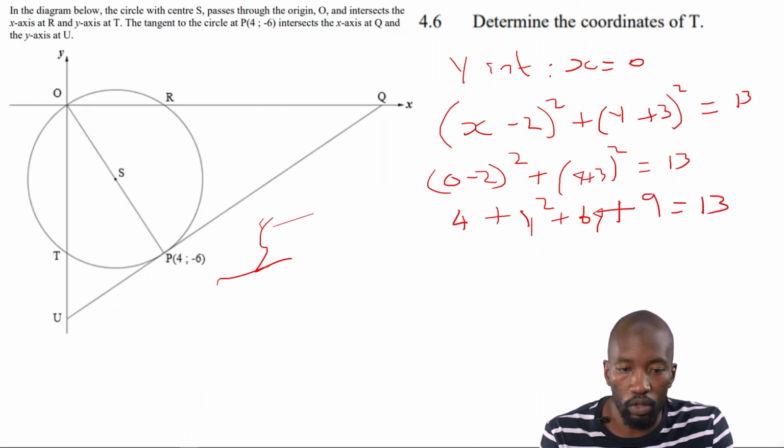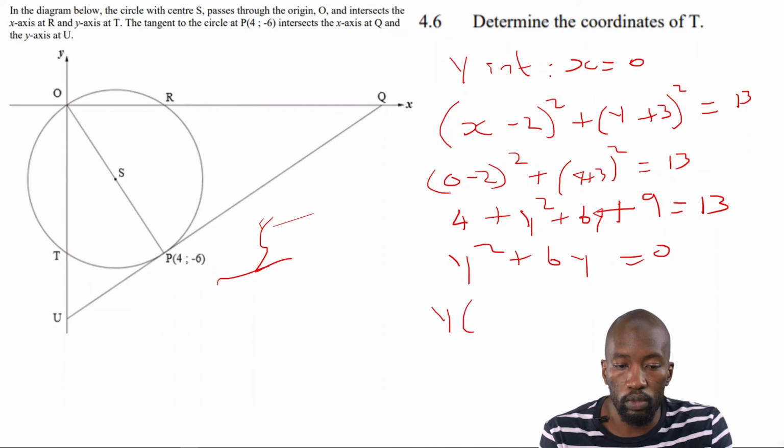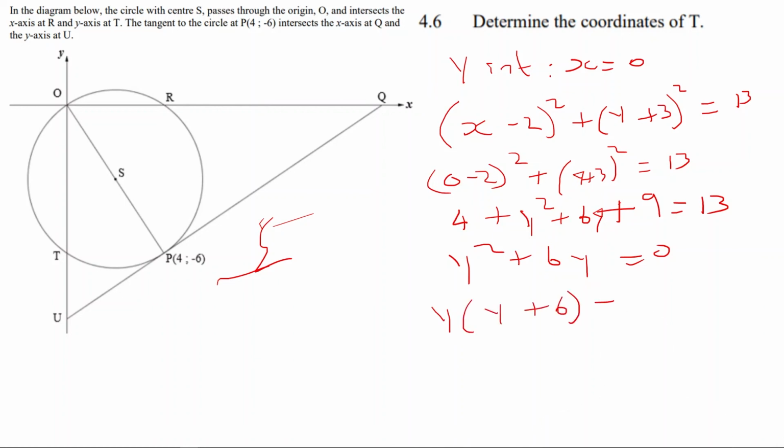Now let's quickly solve that. So y squared plus 6y is just equal to 0 because these two will add up to 13. Then when you take it over to the other side, it subtracts each other. So you're going to have y into y plus 6 is equal to 0. So y is equal to 0 or y is equal to minus 6. So now we know that it can only be minus 6 because the 0 is that one there. So the coordinates of t are just what? 0 and minus 6. Now let's carry on.